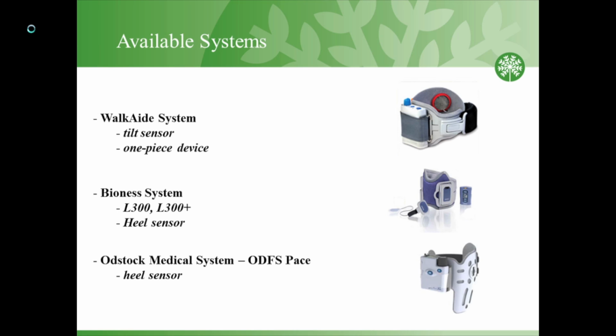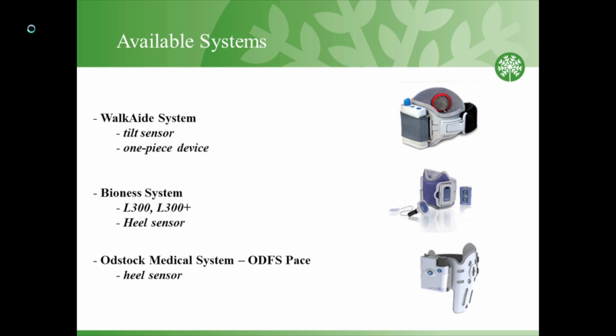The BioNess systems, they have the L300, which is just below the knee for foot drop. They also have an L300 Plus system that's above the knee that can be used either for quadriceps or hamstrings, depending on the patient's need. As far as pediatrics, I don't think the L300 Plus is sized down for pediatrics yet. So it would just be the below the knee component for the BioNess. And then the Odstock. The Odstock is also a heel sensor. It is not a wireless system currently, so there is wiring that needs to run from the device to the actual heel switch and the electrodes as well. So a little bit more componentry involved in that one.